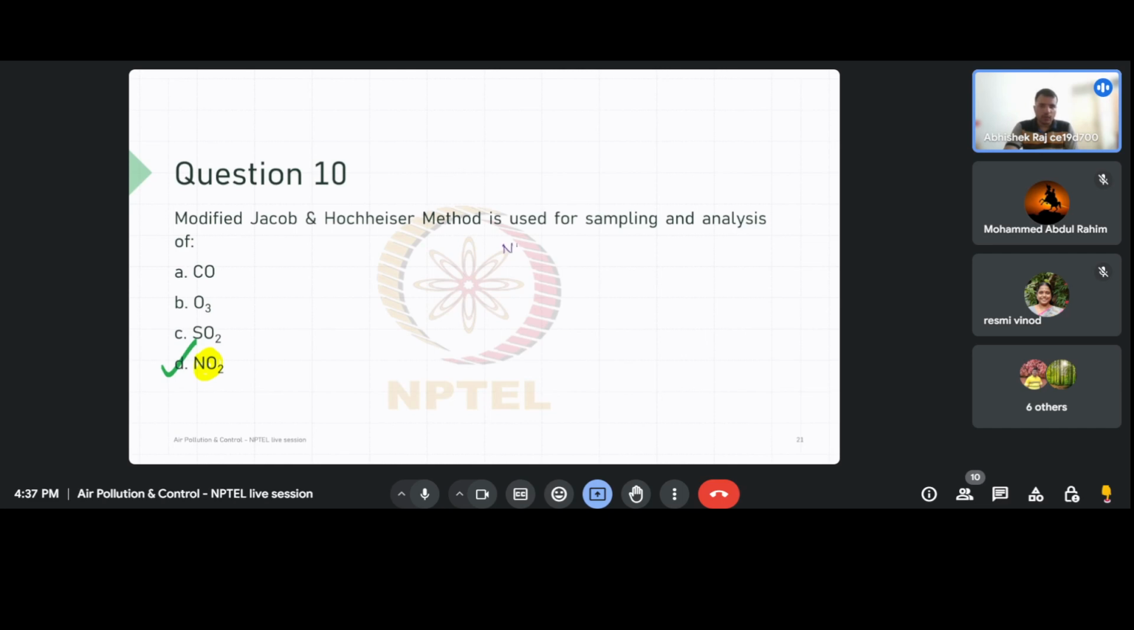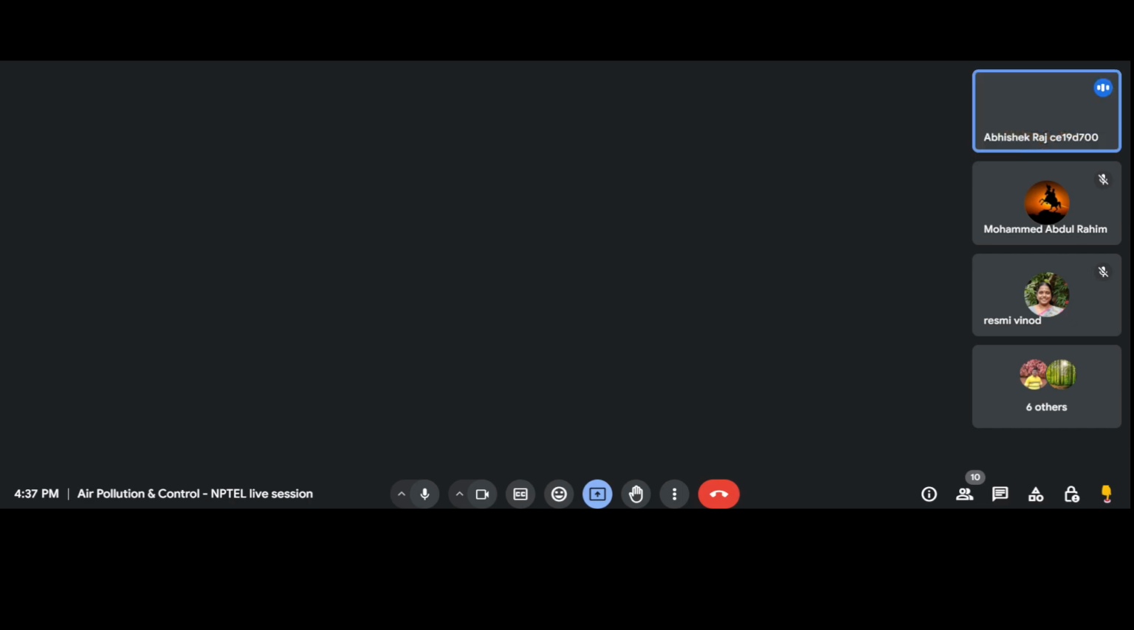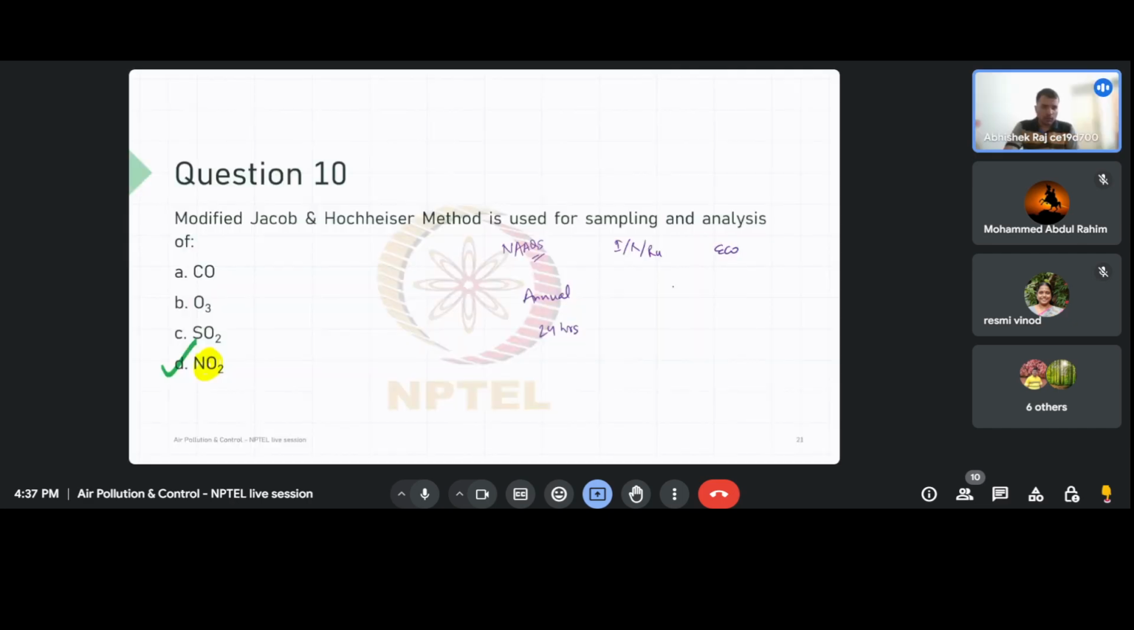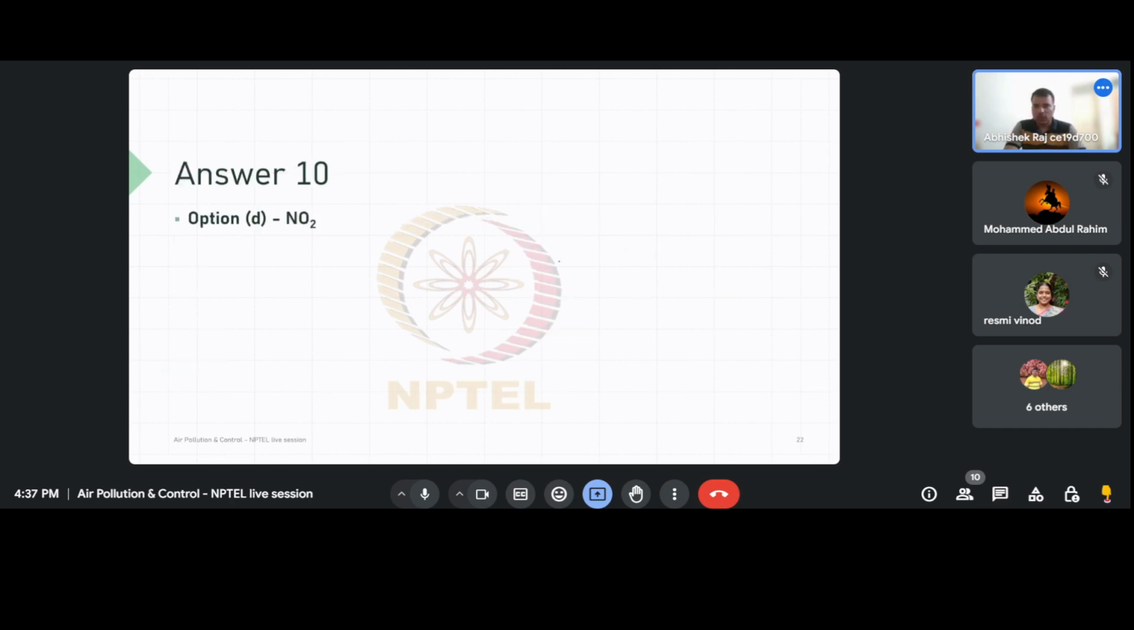Let's quickly go over the standards. These are important. Annual will be there, and 24 hours. This will be industrial, residential, rural, ecologically sensitive areas, which will be different. So annual will be 40, this is 80, 80, and this will be less, 30. That is for the National Ambient Air Quality standard for NO2. So the right answer is option B, NO2.